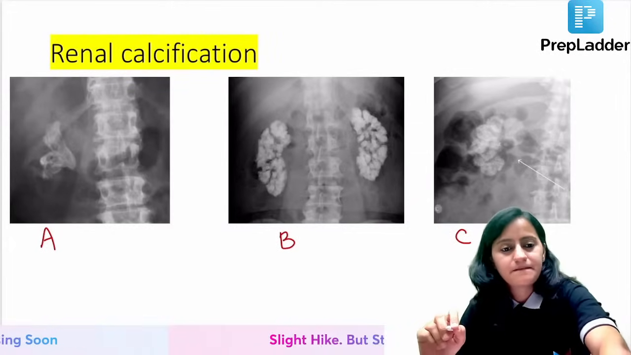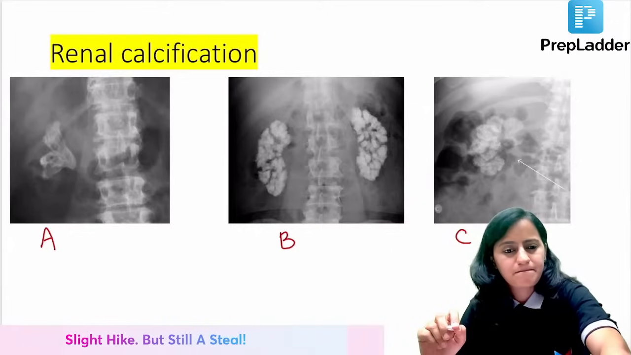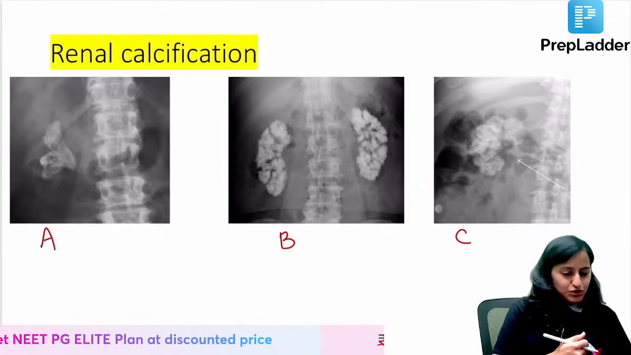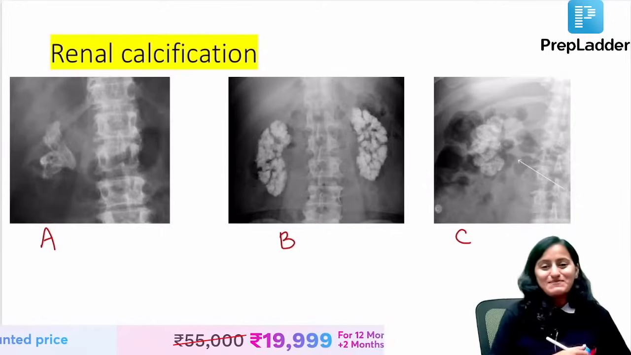Yes? Very good. A is staghorn. Very good. Deepak has got it all correct.